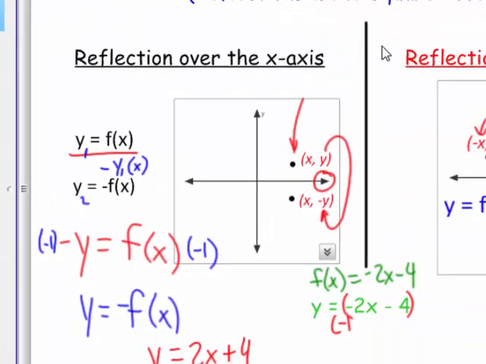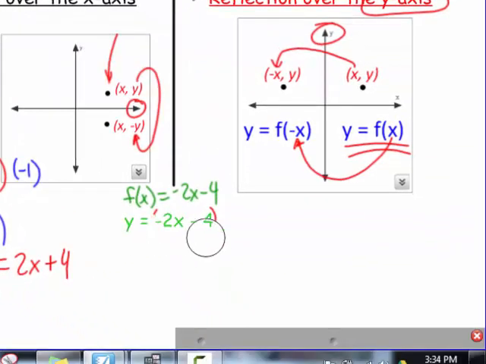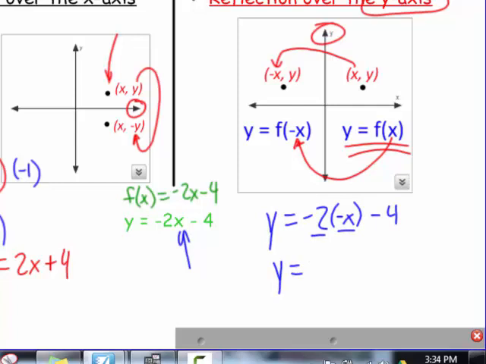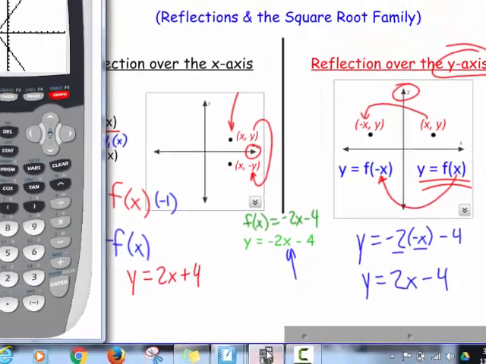So what about the reflection in the y-axis? Well, instead of negating the y, we negate the x. So over here, we're just going to take the opposite for x. So it's going to be y equals -2, and this just becomes a negative x minus 4. Well, then how do I simplify this? -2 times negative x gives me a positive 2x, but I still have a y-intercept of -4. So let's go and graph this just to take a look.